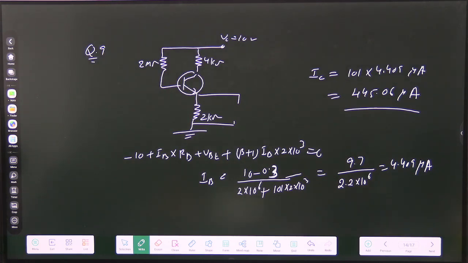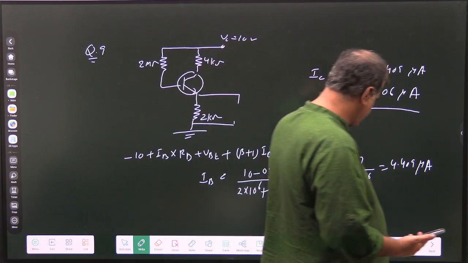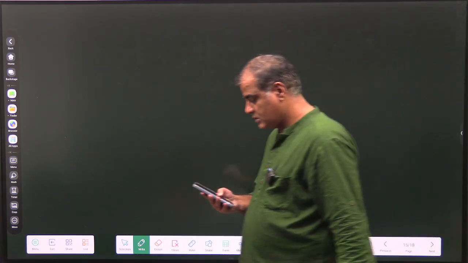Now do question number 7. Will you do 7 or 8? Question number 8. Let's do 8. An NPN transistor is connected in a circuit as shown in the figure. If IC equals 1 milliampere, beta 50, VB 0.7, and the current through R2 is 10 IB, where IB is the base current, then the ratio of R1 by R2 is.